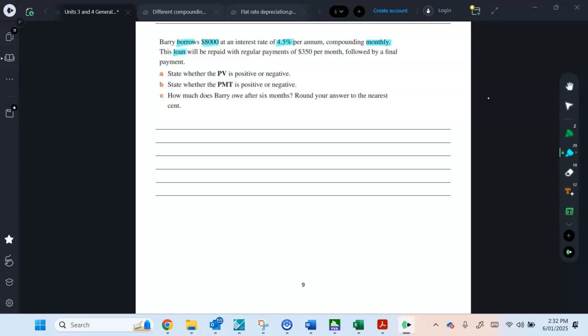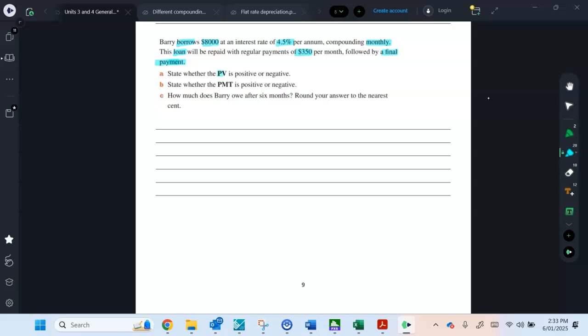This loan will be repaid with regular payments of $350 per month, followed by a final payment. Okay, so if we're repaying a loan, because it's compound interest, usually the amounts aren't all equal. So you might be repaying, for example, $350 per month, but your final payment is never usually going to be $350 exactly. All right, so let's answer the question first.